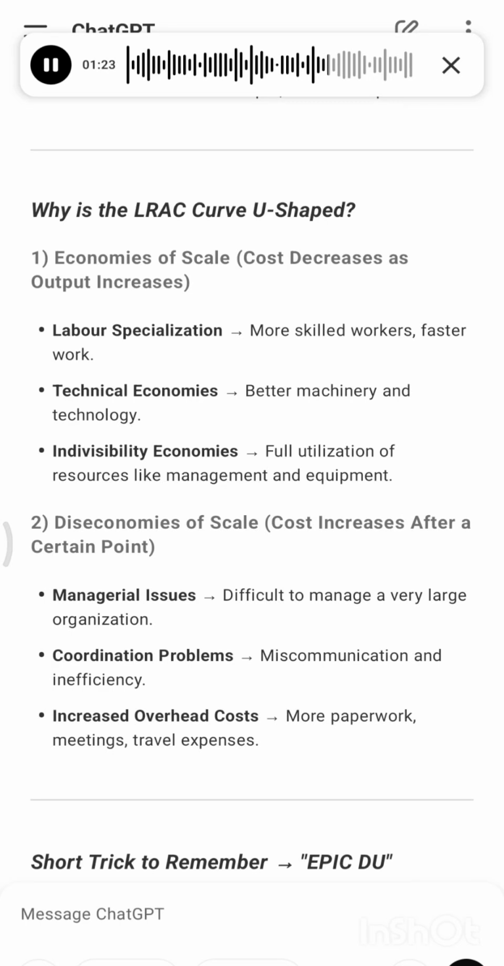2. Diseconomies of scale. Cost increases after a certain point. Managerial issues: difficult to manage a very large organization. Coordination problems: miscommunication and inefficiency. Increased overhead costs: more paperwork, meetings, travel expenses.